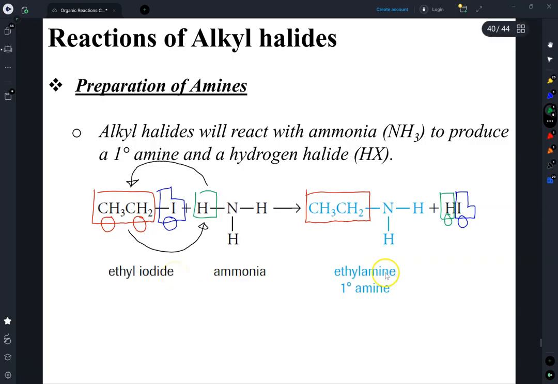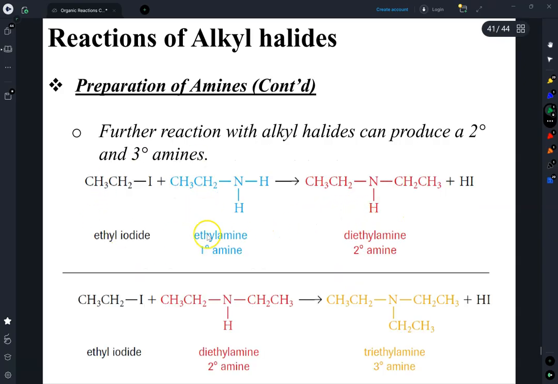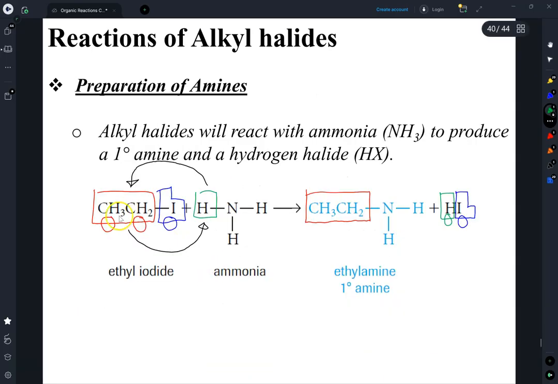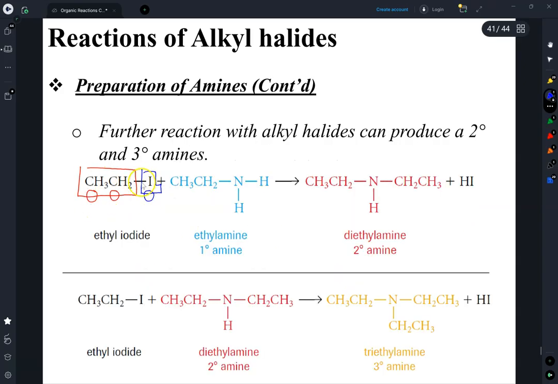Now, as a reminder, this is considered to be a primary amine because the nitrogen is attached to only one other carbon. If I want to make it a secondary amine, I have to attach another carbon to the nitrogen itself. And this can be done by repeating the process all over again. The only difference is, instead of reacting the alkyl halide with ammonia, we will react the alkyl halide with that primary amine we produced in the previous step.